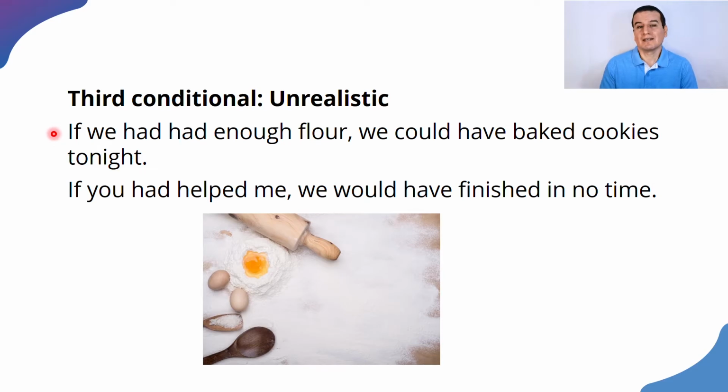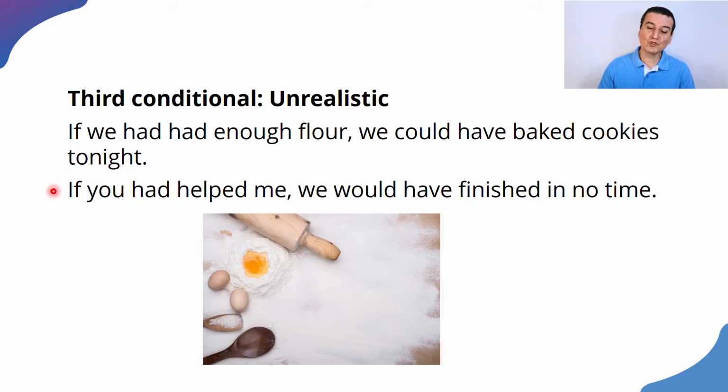But in language we have that possibility, so we are using this anyway. The same thing. If you had helped me, because you didn't help me, we would have finished in no time, but it didn't happen. Since that is something people like to say, I don't like to spend much time saying things that didn't happen and would have happened. But it is a necessary structure. We are using this for that.